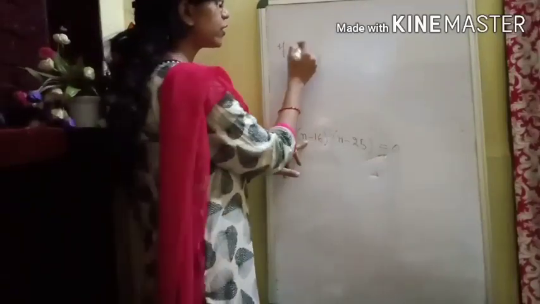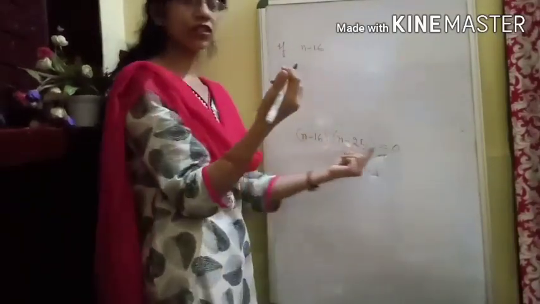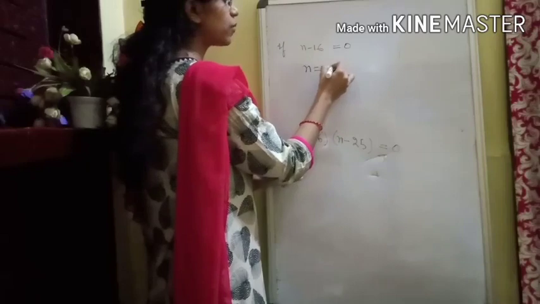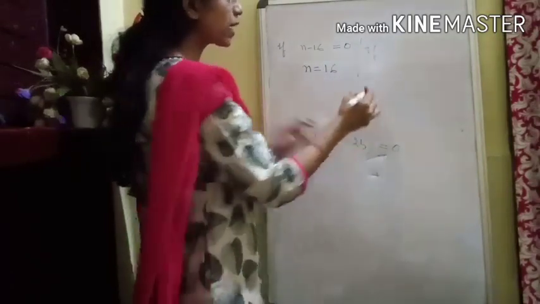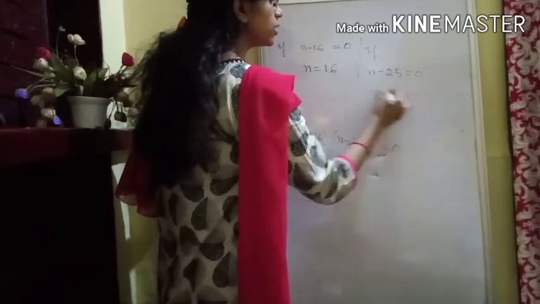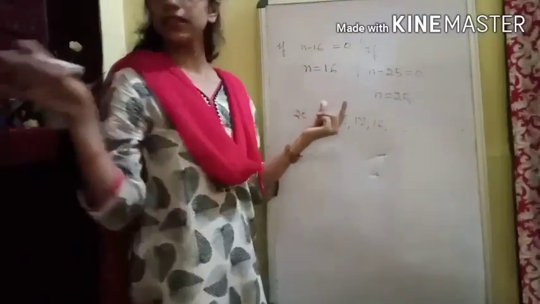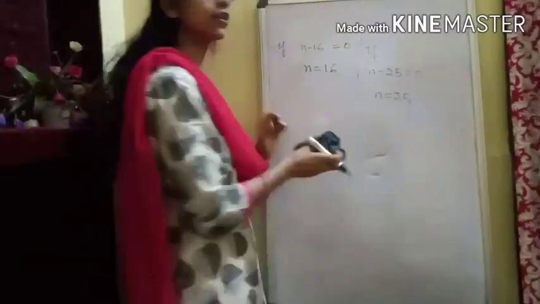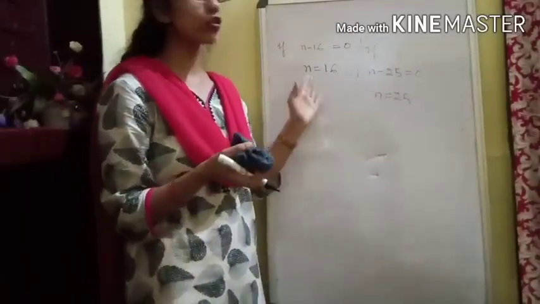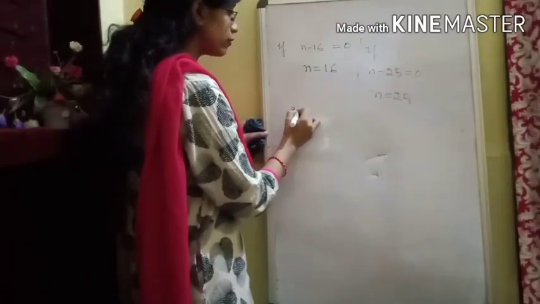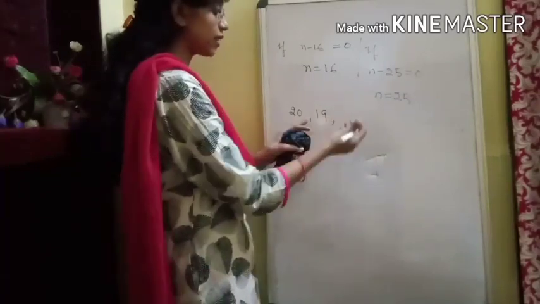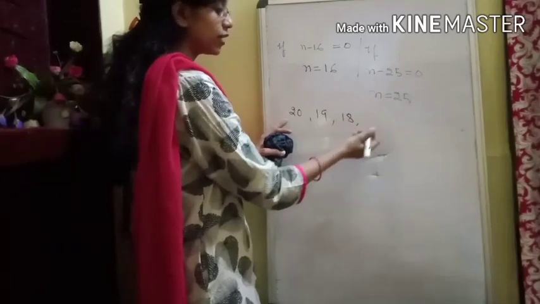So n minus 16, you don't know which one is 0. So if n minus 16 is 0 you take, then the value of n would come 16. Or if you take this bracket as 0, that is n minus 25 as 0, then the value of n would come 25. Is it okay? The value of n is coming 16 and 25. That means the rows could be numbered. If you remember that n is our number of rows or number of terms. Like our first term is 20, the next term or the row is 19, has 19 logs, and the second one is having 18 logs, and so on.